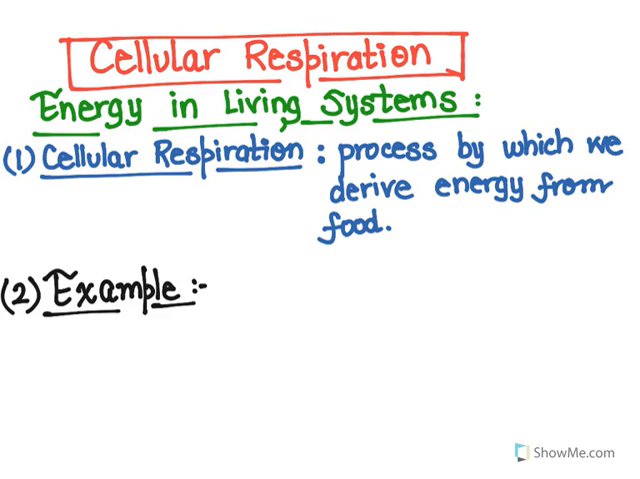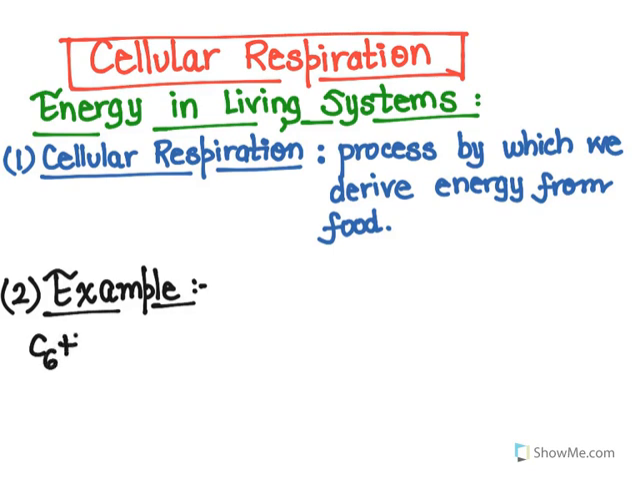So the first and foremost is the definition. Basically, it is the process by which we derive energy from food. So it is like a regular ongoing process. And for point number 2, we will take a look at an example of actually how this is happening.